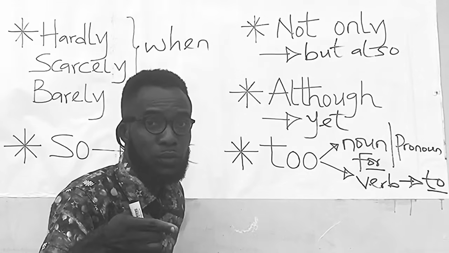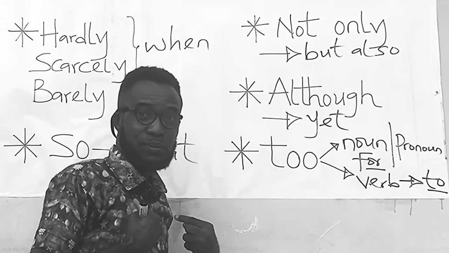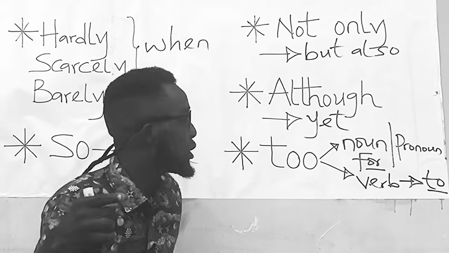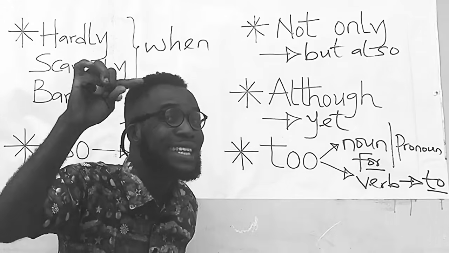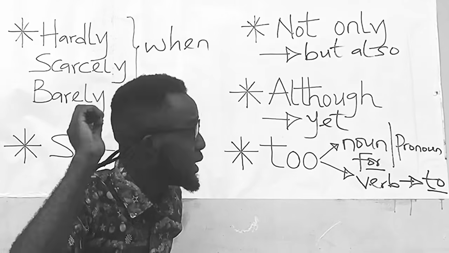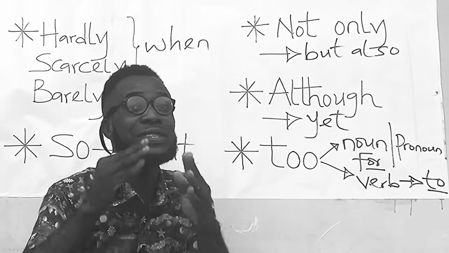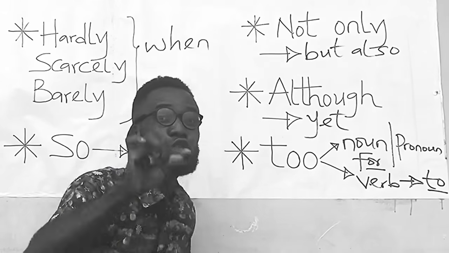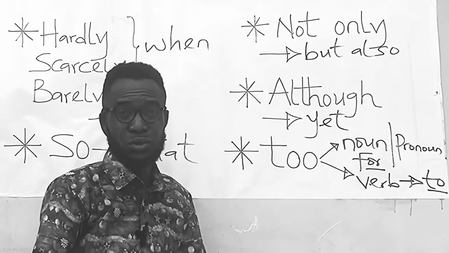For example, "the question is too difficult for me." You will notice that "me" is a pronoun. That is why "too" is collocating with "for". Another example, "the load is too heavy to carry." You will notice that "carry" is a verb. That is why "too" is collocating with "to". I believe that is understood.